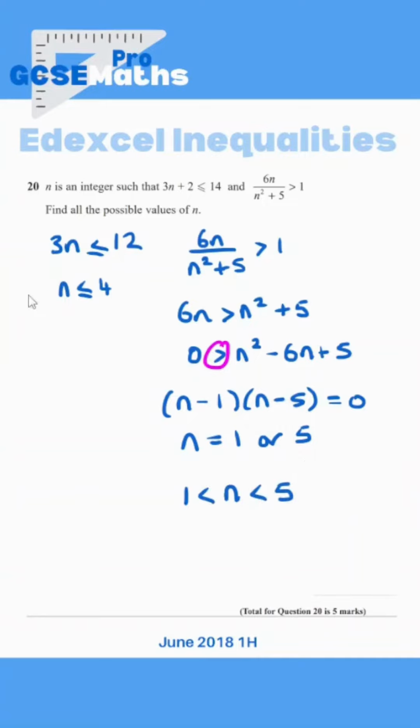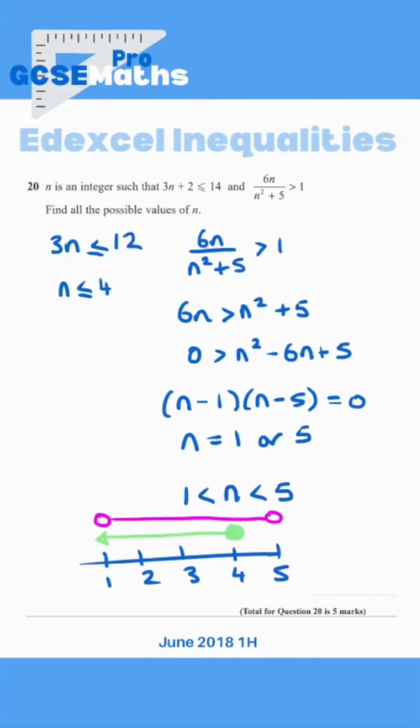Now that I've got my two separate inequalities, I can just give a list of values that would work for both. If you can visualize it already, that's great. If not, you can always sketch a number line to help you. So n is less than or equal to 4 would look a bit like this, and n is between 1 and 5 would look a bit like this. Therefore, the overlap would be these three values. So this one, they've asked us for the possible values, i.e. list them. So that would be 2, 3, and 4.